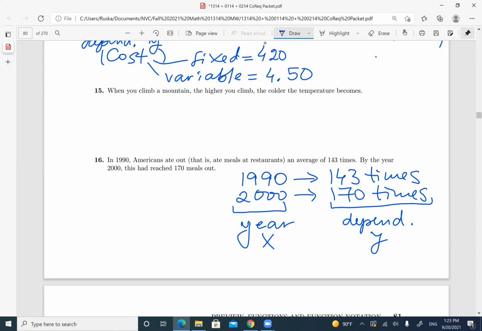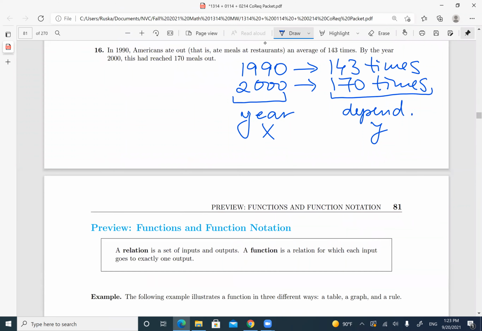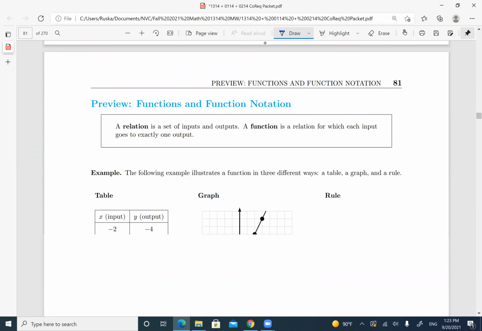Okay, so we're going to discuss the other questions in groups. We're going to figure it out and then you can discuss at the end of the class, okay? Let's see, the next one is page 81.